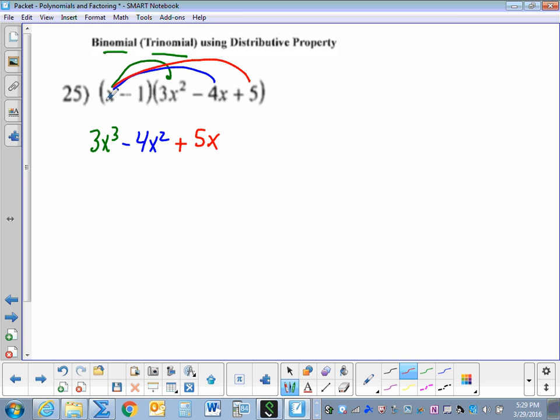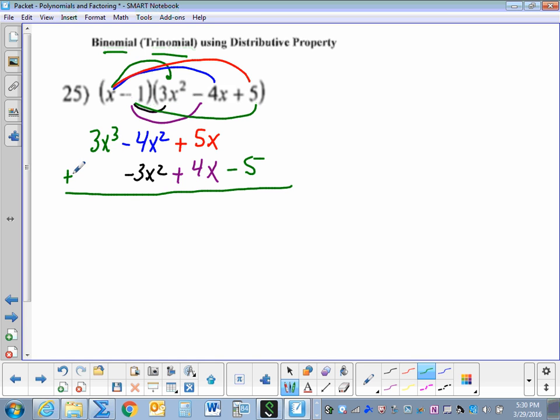So now I've distributed the first term to all three in the trinomial. I'm going to start with the second term in the binomial. So negative 1 times negative 3x squared. And I'm going to line them up here, put like terms together. And then minus 1 times a minus 4x, which is plus 4x. And then a minus 1 times 5, which is minus 5.